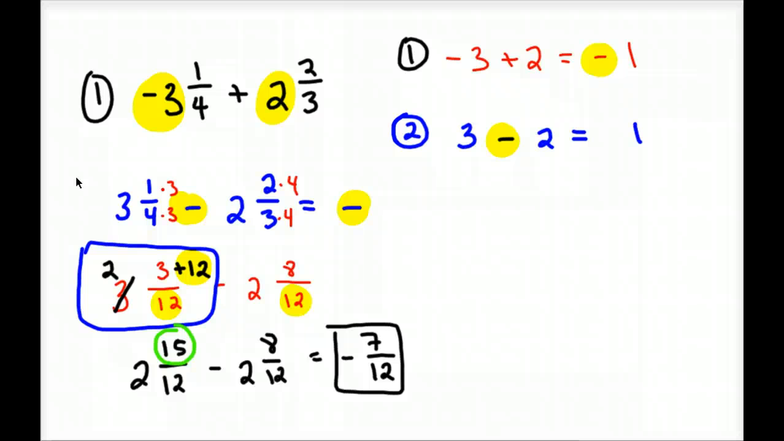If we look at this area we just boxed in, we add 12 to 3 because our common denominator is 12.